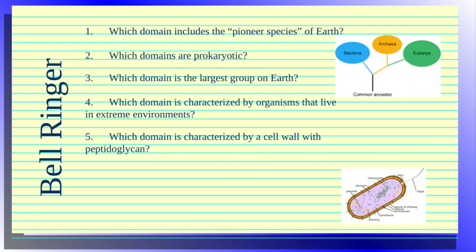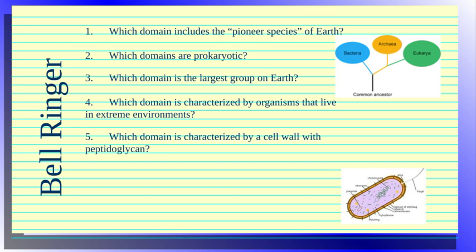So which domain includes the pioneer species of Earth? Remember, pioneer species are the first species in the area. So the pioneer species on Earth would be the Archaea domain, all the species in there. Because remember, Archaea means ancient.